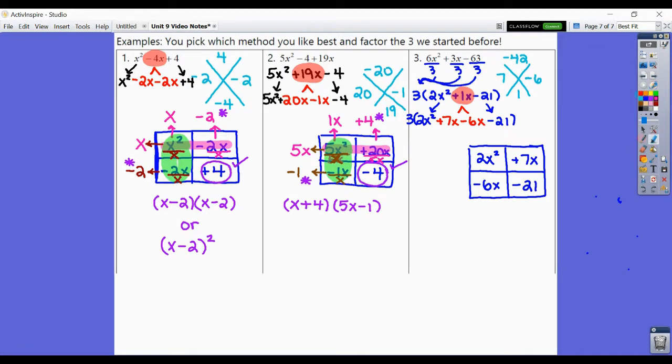Again, highlight your row and see what you can divide from both 2x squared and 7x. Well, that's just going to be 1x there. When you divide out 1x, the result goes at the top of each column. 2x squared divided by x is 2x, with 1x left. 7x divided by x is just +7 with no x's left. Okay, let's highlight our first column here.